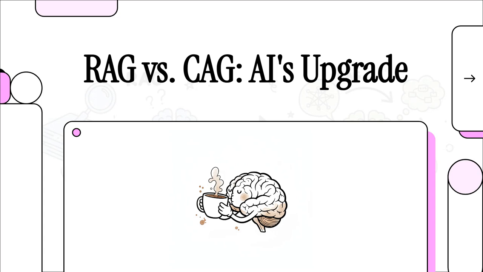All right, let's dive right in. Today we're tackling one of the biggest topics in AI right now, the showdown between RAG and its, well, smarter, upgraded cousin, CAG. If you're working with large language models, you absolutely need to know the difference. So let's get into it.